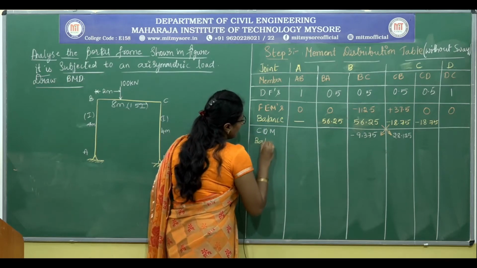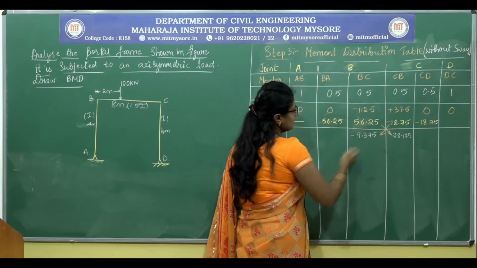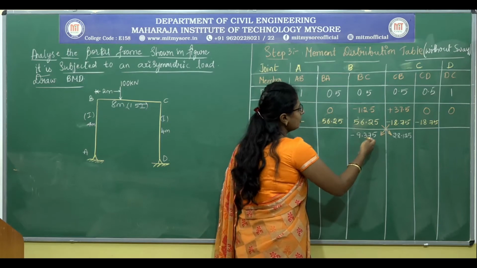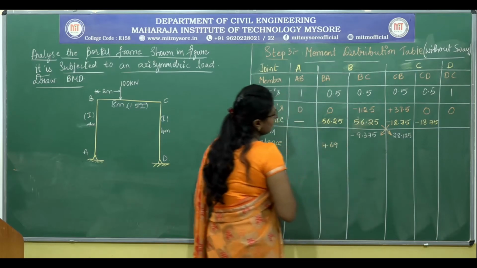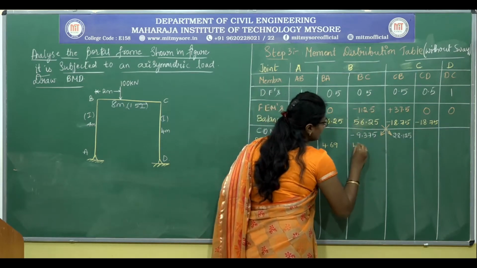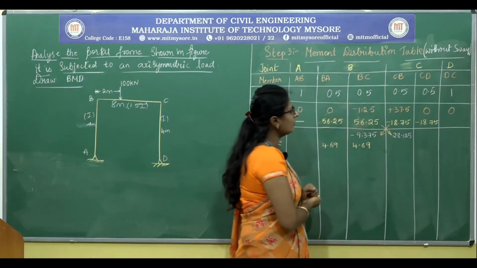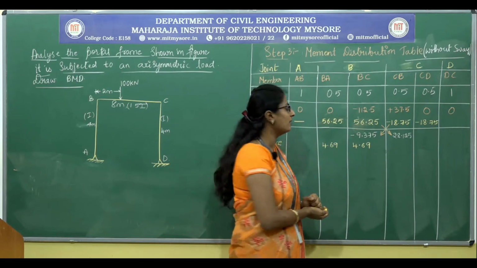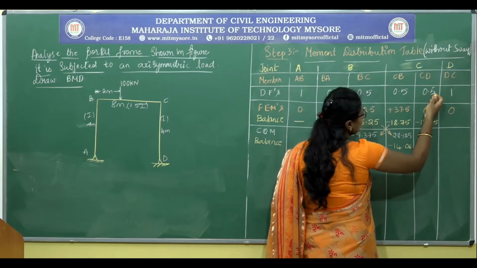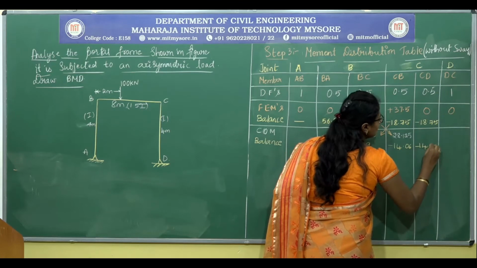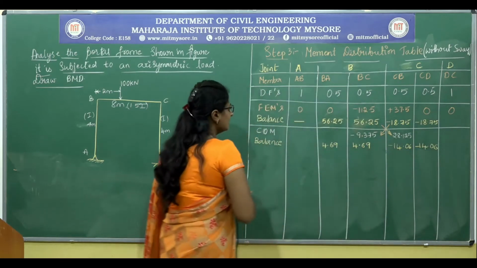Again balancing step. So, between BA and BC minus 9.375 is the unbalanced moment. In order to balance this plus 9.375 multiplied by 0.5 will give plus 4.69, and again 4.69. So, 28.125 is the unbalanced moment. To balance this we consider minus 28.125 multiplied by 0.5, which will give you minus 14.06. Since here also 0.5, the value remains the same, minus 14.06.